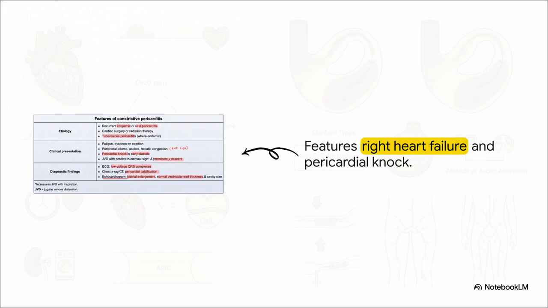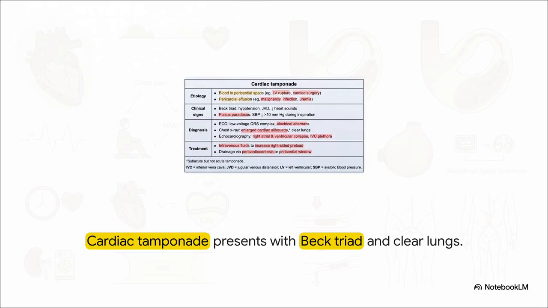When you get imaging, you'll spot biatrial enlargement, but with normal ventricular wall thickness and pericardial calcification. The definitive fix for this is a surgical pericardiectomy. Cardiac tamponade is a different beast because it rapidly causes obstructive shock as fluid restricts the heart's filling. You're looking for the classic Beck triad, hypotension, JVD, and muffled heart sounds, all while the lungs stay clear. If your patient is hemodynamically unstable, your immediate next best step is an urgent ultrasound-guided pericardiocentesis.